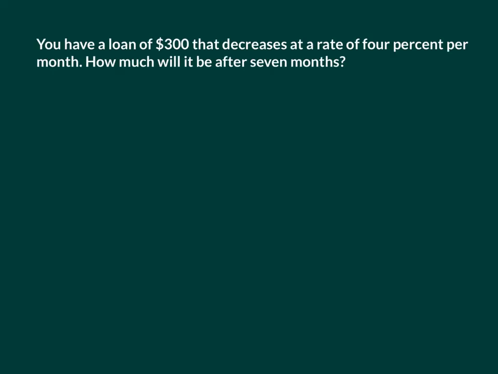So you have a loan of $300 that decreases at a rate of 4% per month. How much will it be after 7 months? Well, this time we're using a slightly different equation. Because this is decreasing, our equation is a little different. So this is going to look like y equals a times 1 minus, okay, whatever the decreasing rate is.